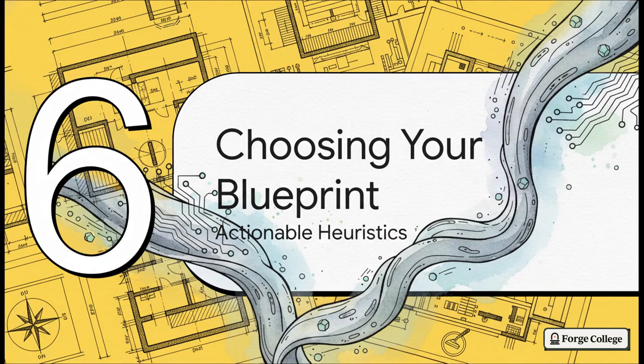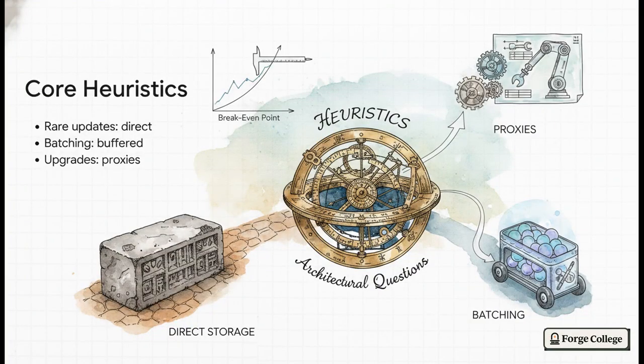And finally, part 6, choosing your blueprint, actionable heuristics. So with all this in mind, how do we actually finalize our architectural choices before pouring the digital concrete? The absolute crucial point here is asking yourself the right questions before you commit. Are your state updates incredibly rare? Okay, stick to direct storage and keep it simple. Can you naturally batch a user's workflow into a single cohesive action? Great, build a memory buffer and save those SSTOREs.